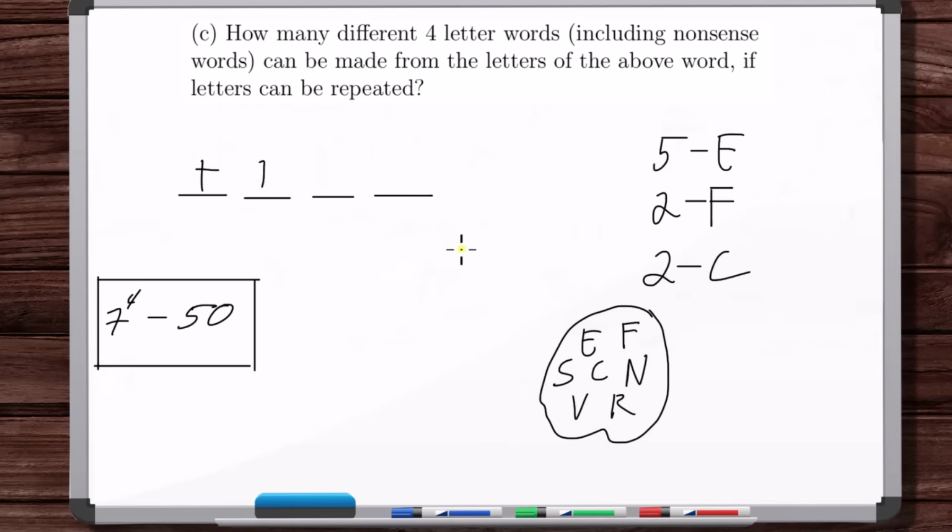Okay, but we can do that with the E's, but we can't do that with the F's. So this 7 to the 4th is assuming that we could have all F's, we could have all C's, or we could have a situation of 3 F's in the word or 3 C's in the word. And we subtracted those out. So there you go.